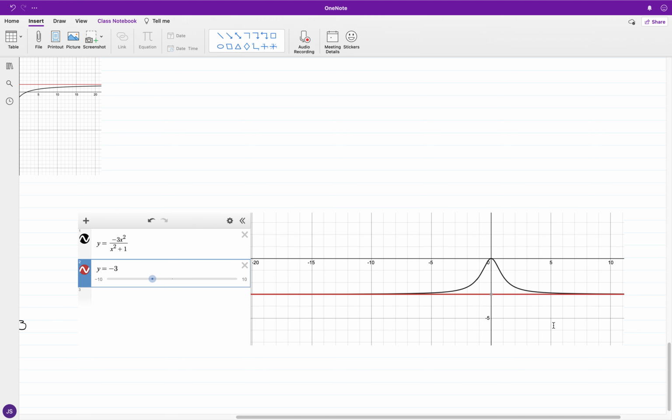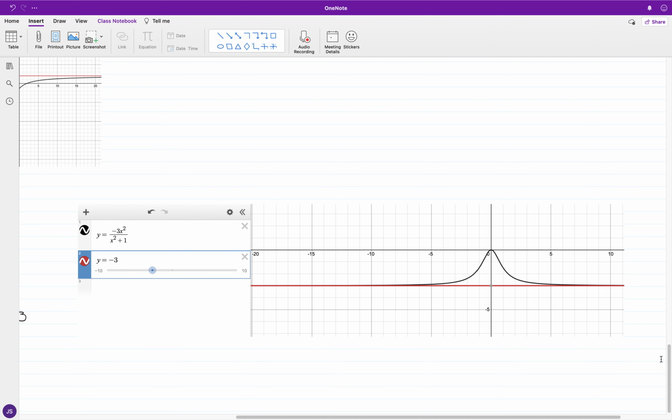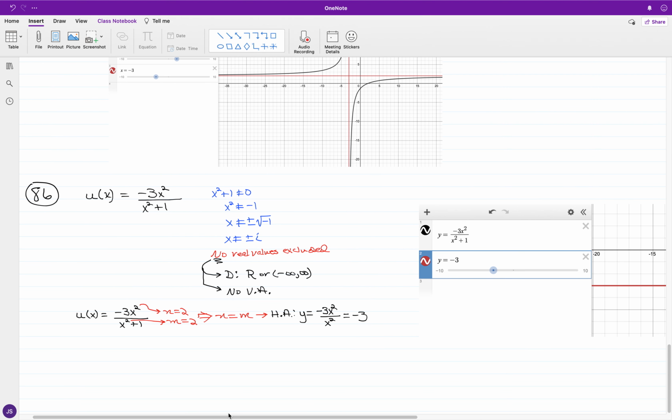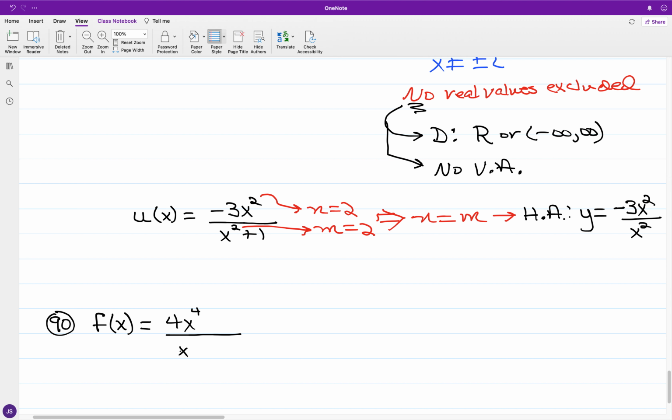All right, and then we have our other special case, for number 90. On this one, we have the function f of x is equal to 4x to the fourth all over x squared plus 8. Again, we have a little bit of history to repeat.